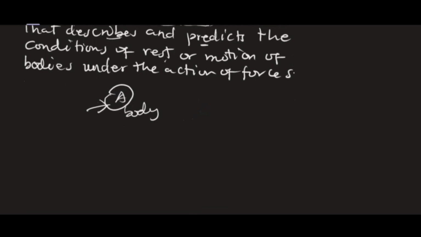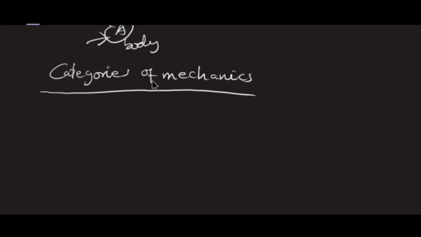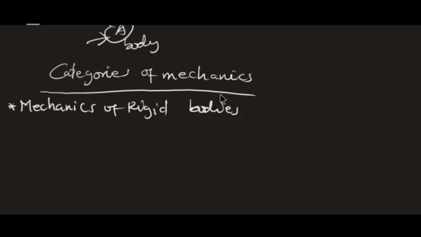Now, let's quickly go through the categories of mechanics. When we say the categories of mechanics, we have mechanics of rigid bodies. When we say mechanics of rigid body, what's a rigid body in the first place?